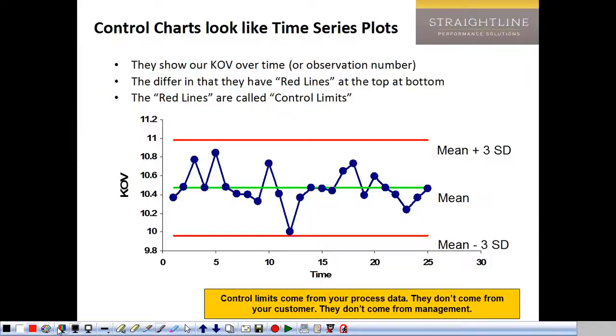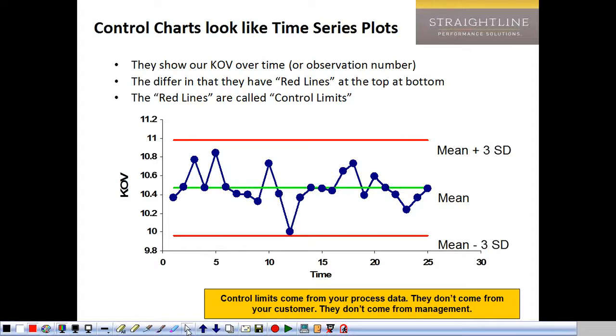It comes from the data. Please make sure that you understand these are not set anywhere you want. They come from the data, and they're set at plus or minus 3 standard deviations.